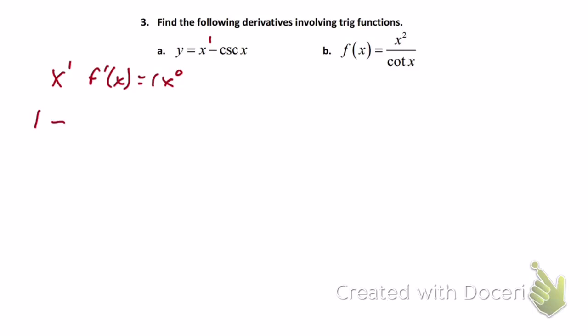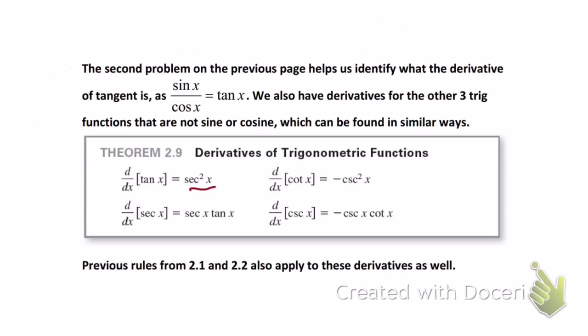Well, what's the derivative of cosecant? We can either turn back here and look. Cosecant, cosecant, cotangent. Yeah, cosecant appears in its own thing, so negative cosecant cotangent.